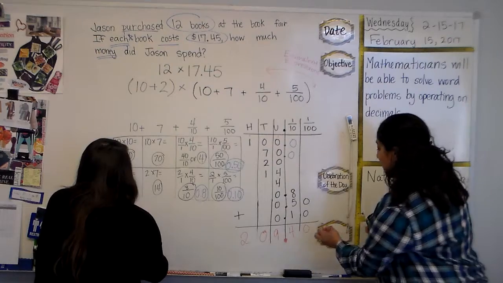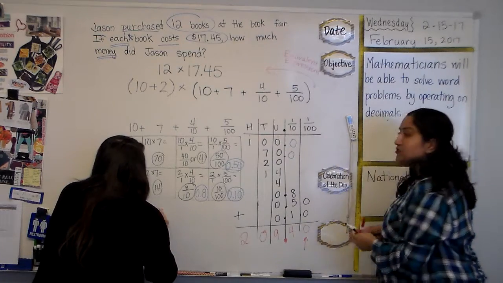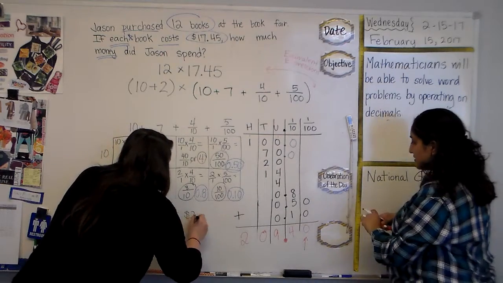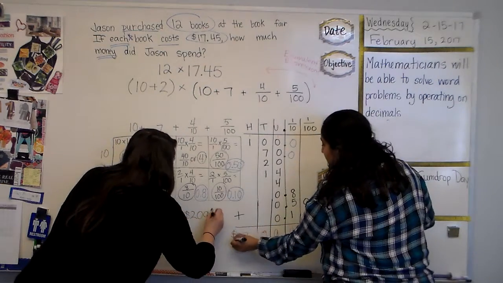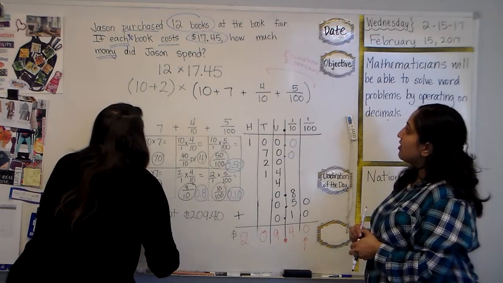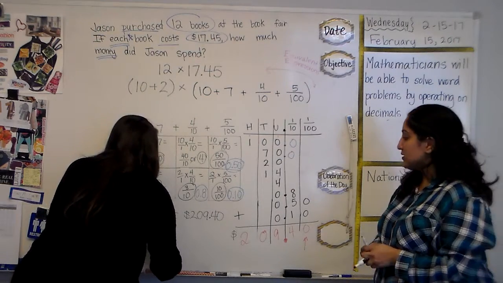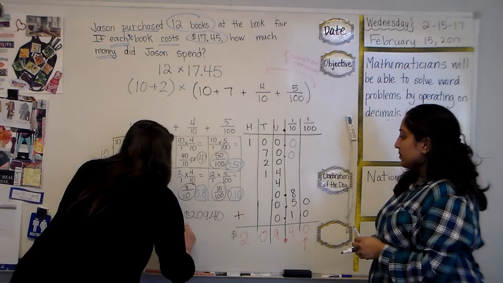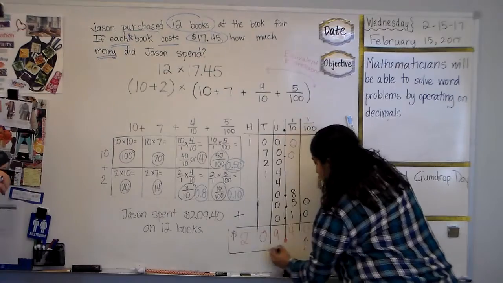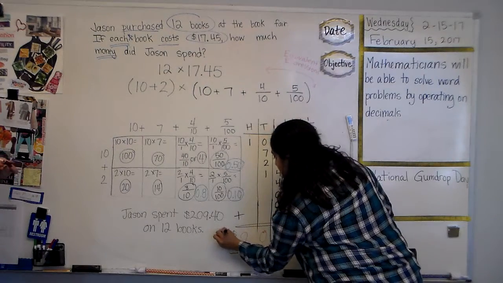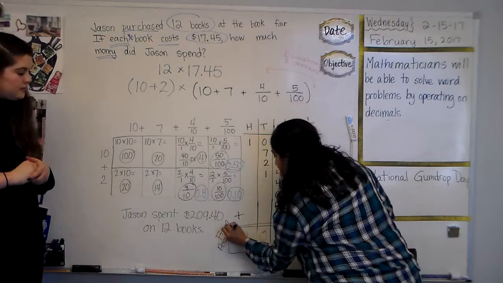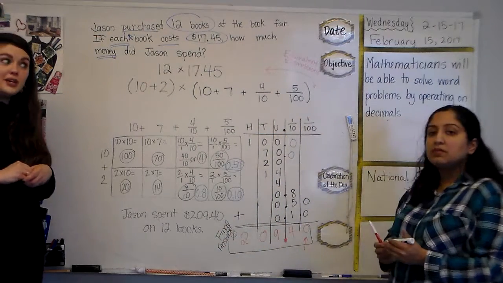Please make sure that you have this 0 in the hundredths place because we are working with money, and we would interpret our work. Ms. Young is doing that right now, as Jason spent $209.40 on the 12 books. Great. We've also boxed our answer and labeled it final answer to keep our work very organized.